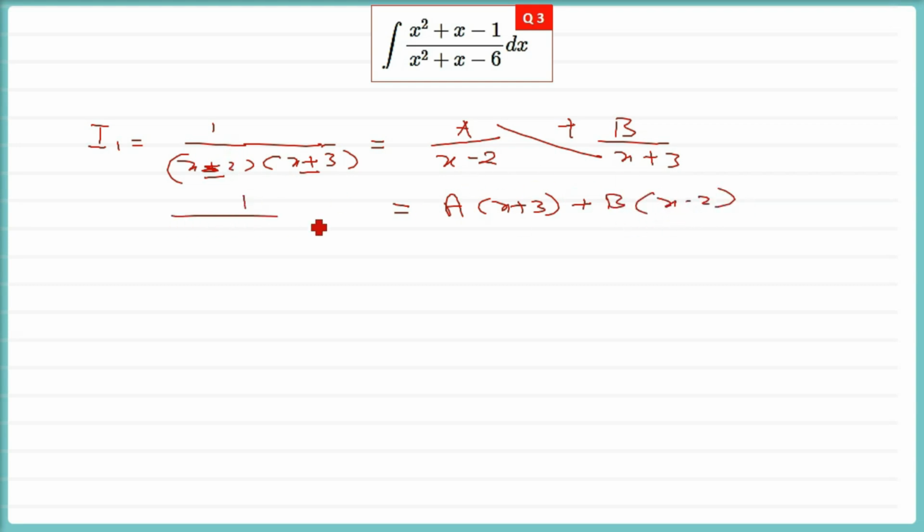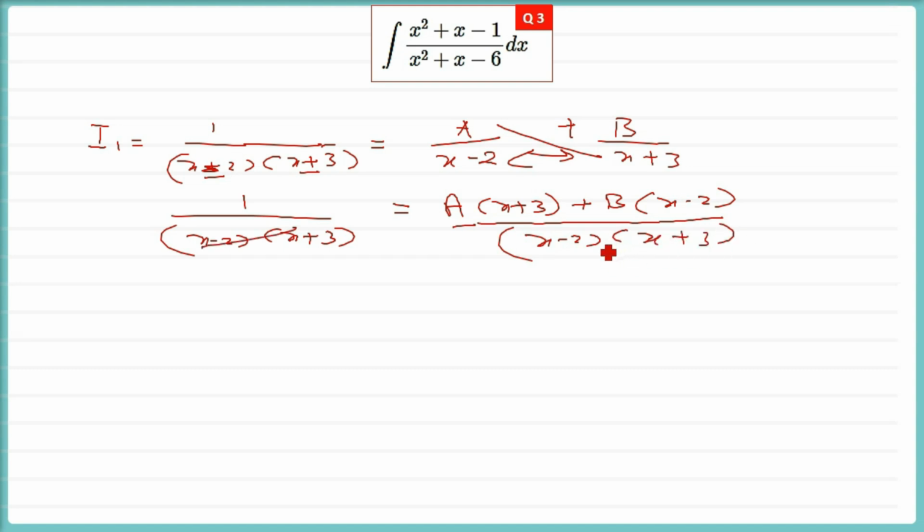Then the denominator you just multiply and write as it is, because the left hand side, x minus 2 and x plus 3, is actually equal to the denominator when we multiply x minus 2 and x plus 3. So this x minus 2 and x plus 3 will get cancelled. When you cancel it, you get the equation 1 equals a into x plus 3 plus b into x minus 2. Let's call it equation number 2.